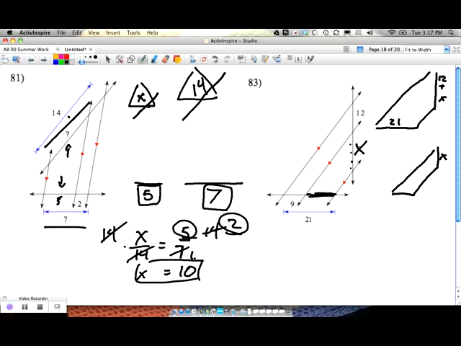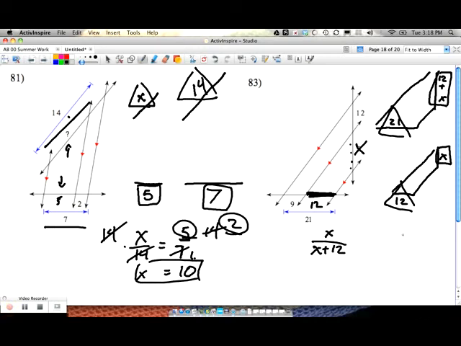And then this short piece here, we have to do a couple extra things to figure that out. This half is 9. They both make 21. So 9 plus something equals 21. That something is 12. So I've got to do corresponding pieces. X and x plus 12 or 12 plus x are corresponding. 21 and 12, those are corresponding. So let's put them together.